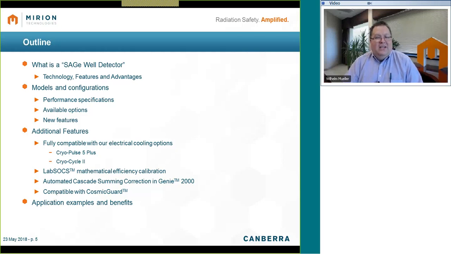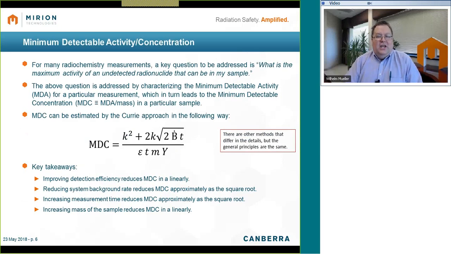Now, one of the key advantages that the Sagewell detector brings to a laboratory count room is improving on the sensitivity. And to help give an example or a context in which we can describe these improved activities, I want to remind everyone of the concept of the minimum detectable activity.